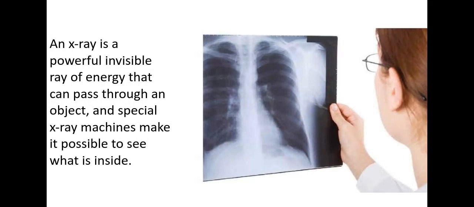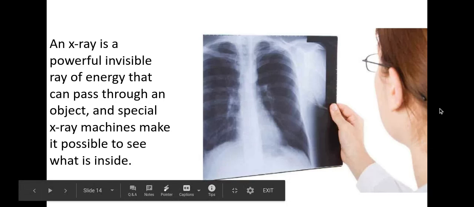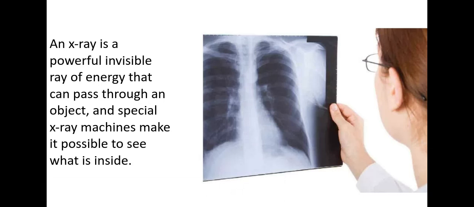A rainbow is light that we see. An X-ray is a powerful invisible ray of energy that can pass through an object, and special X-ray machines make it possible to see what is inside. We talked about X-rays when we talked about the skeletal system in our human body unit.